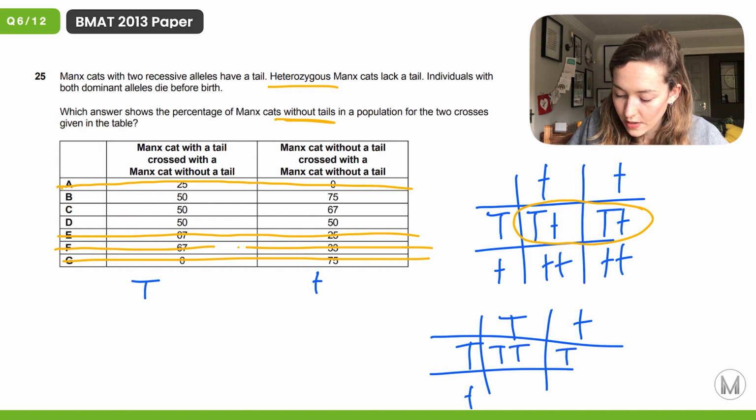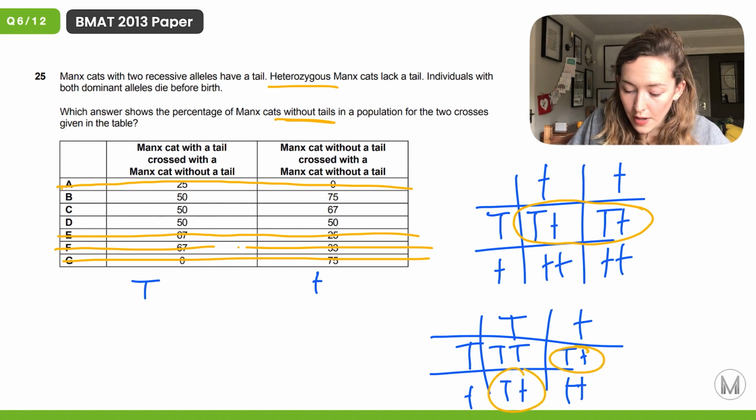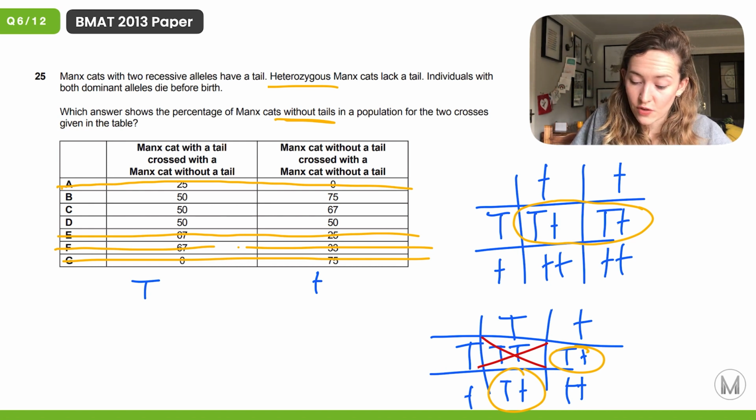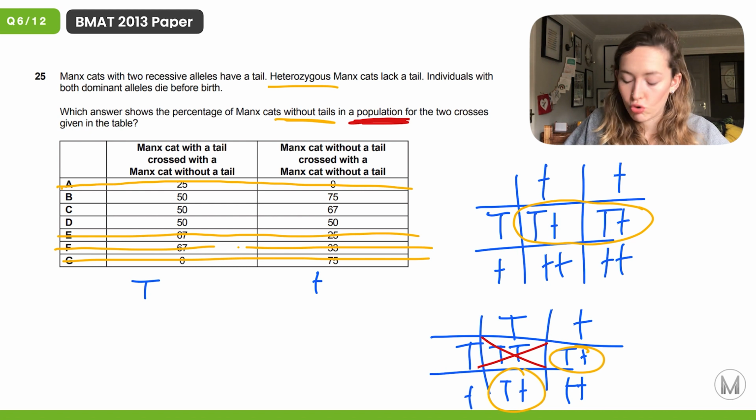So we've got a homozygous dominant there, and then we've got two heterozygous. So I've got two cats without tails there. But there's something that you need to be really careful of here. I've got a dominant disorder in this cat. Individuals with both dominant alleles die before birth. So when something dies, it's no longer part of the population. And we've been asked what shows the percentage of cats in a population of the two crosses. So now I need to work out what these two are as a percentage of the total.